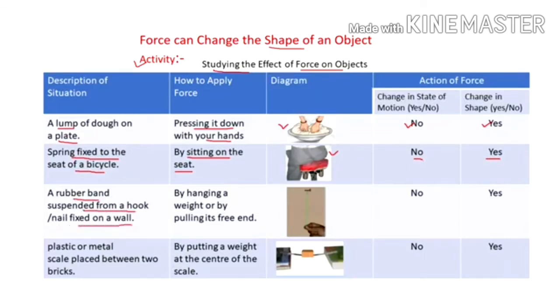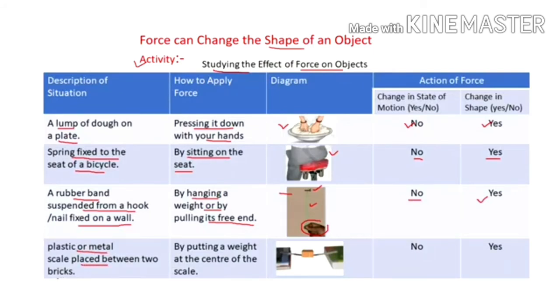When a rubber band is suspended from a hook or nail fixed on a wall, how can you apply force? Simply by hanging a weight or by pulling its free end, you can apply force. So what will be the action of force here? There is no change in state of motion, but yes, there is a change in shape. The rubber band changes its shape. It gets stretched.